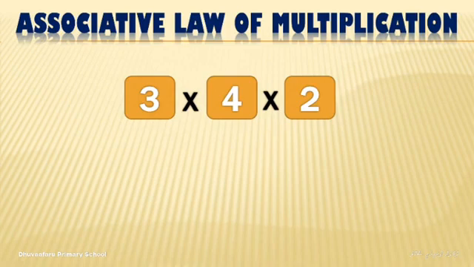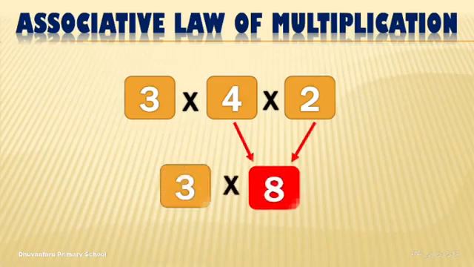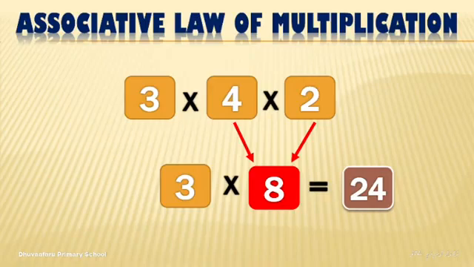But where should we start? We could start with 3 times 4. We could start with 4 times 2. The associative property tells us it doesn't matter. I want to start by multiplying 4 and 2. This gives us 8. Now we have 8 times 3. What is 8 times 3? The product is 24. Yes, good job.